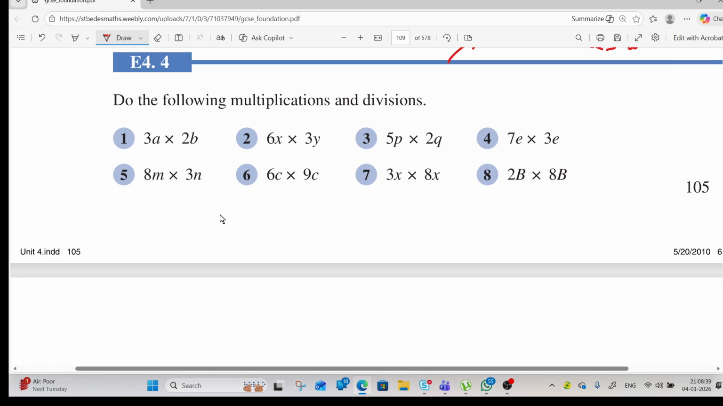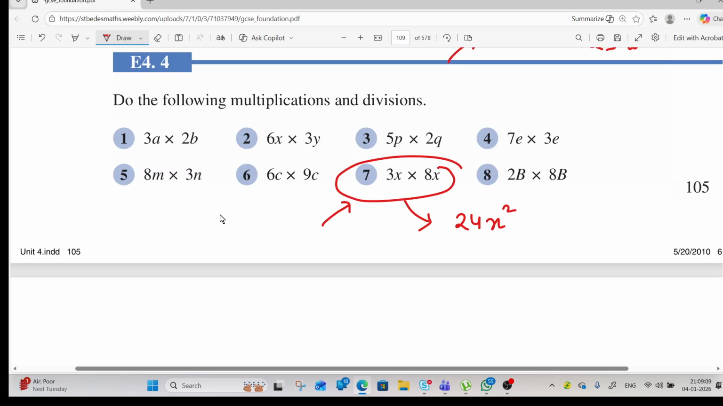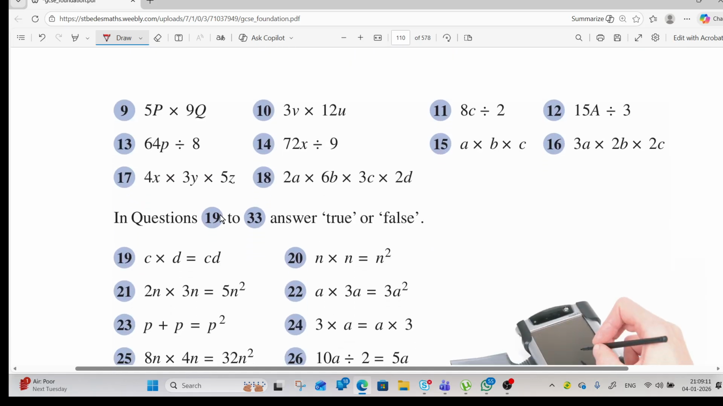Okay, try this, number 7. First multiply numbers. 24x squared. Very good. That's great.